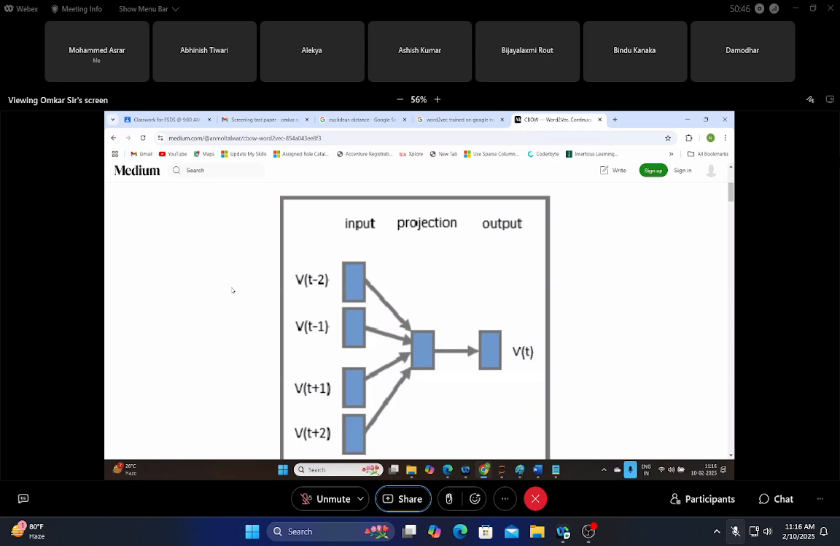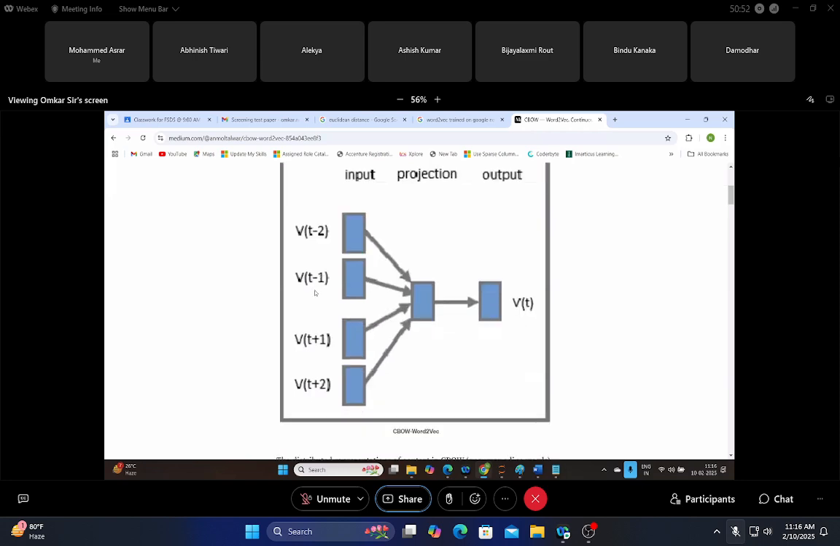What is that? Text 1, word 1, word 2, word 3, word 4. Left side 2 words, right side 2 words. How many words are taken? 4 words. Then which gram is this? By gram, 2 words left side, 2 words right side.